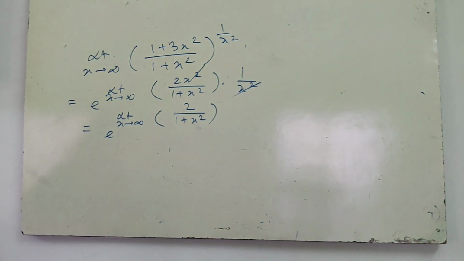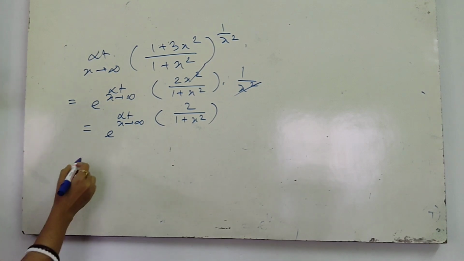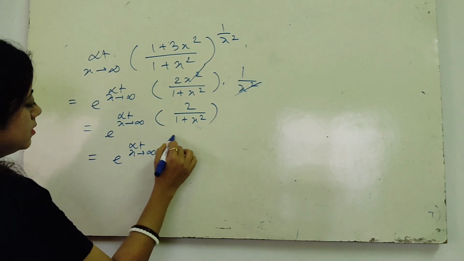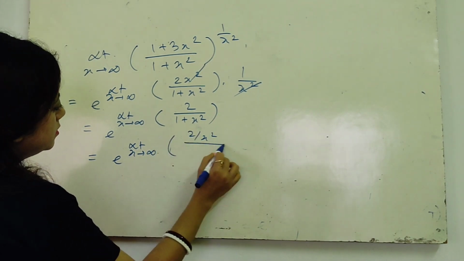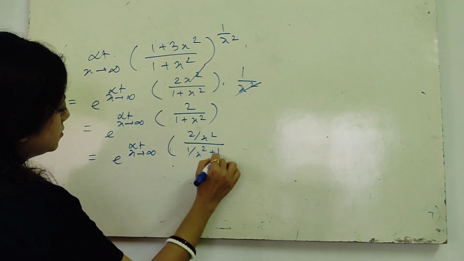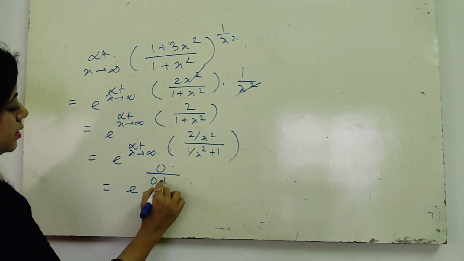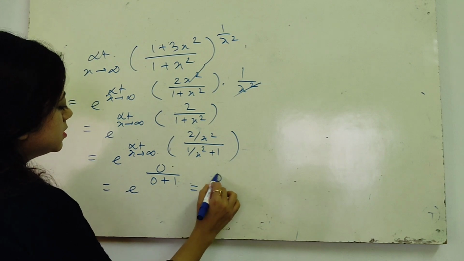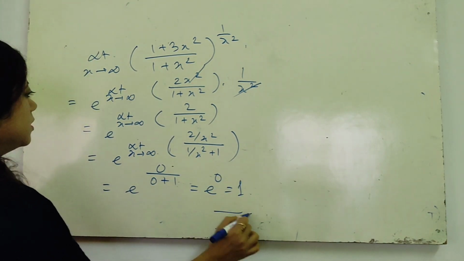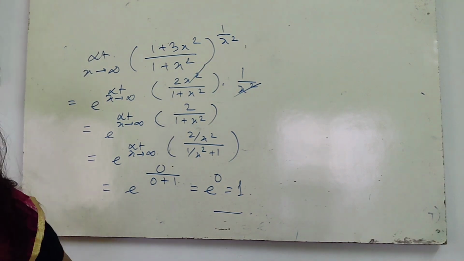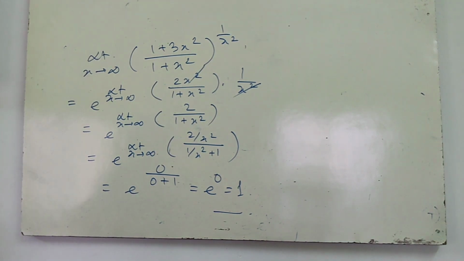Now what I have to do, see there is no x in the numerator but there is x square in the denominator. I have to divide both numerator and denominator by x square. That is (2 by x square) by (1 by x square plus 1). So that is e to the power 0 by (0 plus 1), that is e to the power 0 equal to 1. I have to divide both numerator and denominator by the highest power of the denominator.